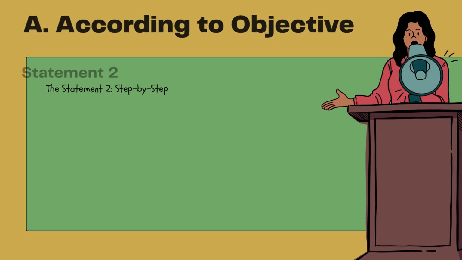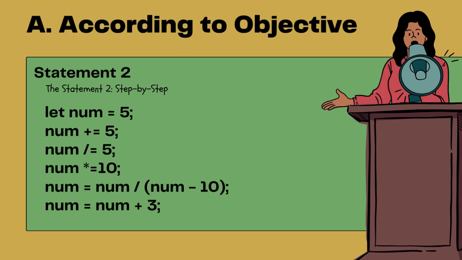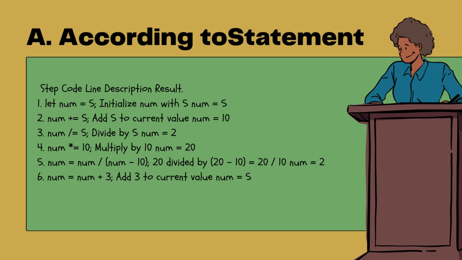Now for the second example. We start with num = 5. We add 5 using num += 5, so now the value is 10. Then we divide by 5 using num /= 5, which gives us 2. Next, we multiply by 10 using num *= 10, so the value becomes 20.